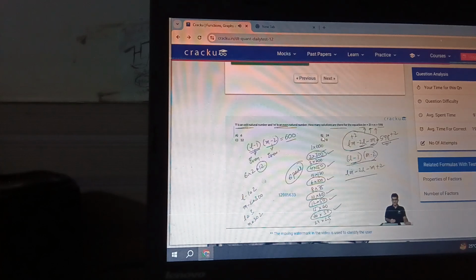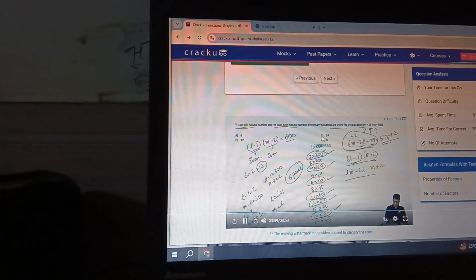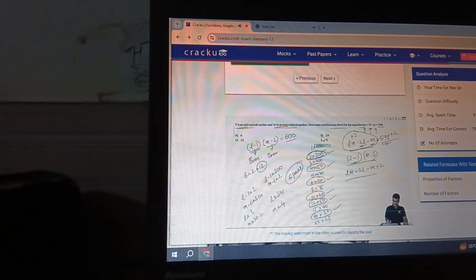Using the same pair, that is 2 and 300, we can also consider L minus 1 to be 300 and M minus 2 to be 2. Or we'll get L to be equal to 301 and M to be equal to 4. So using this one pair, we are getting two solutions. Similarly, you have 6 such pairs, so you'll be getting a total of 12 solutions. So the correct answer for this question is option C, which is 12.